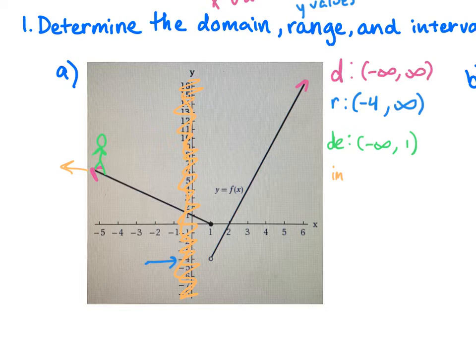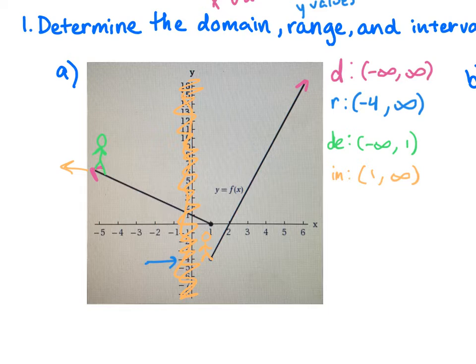All right, thank you. And then we change once we get to 1. So now is our person walking uphill or downhill? Up. So this would be increasing. So what would our interval be for increasing? 1 to infinity. Perfect. 1 to infinity. So this goes forever in the right direction, which is infinity.